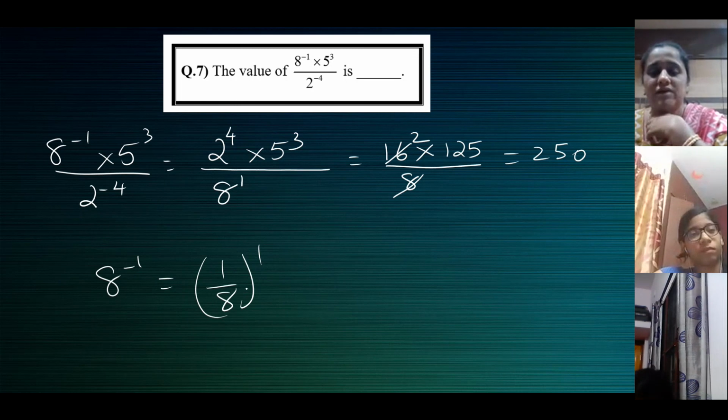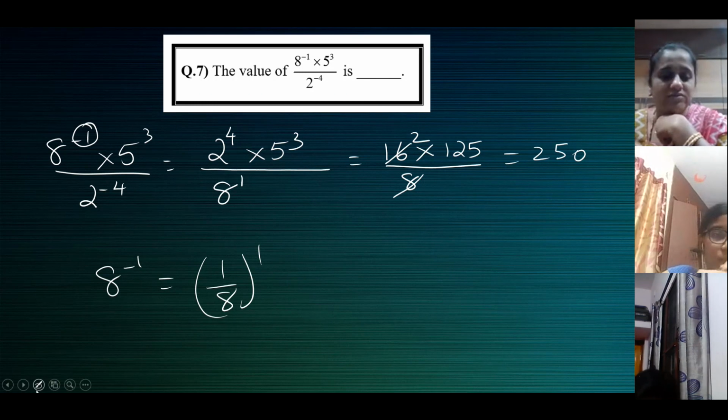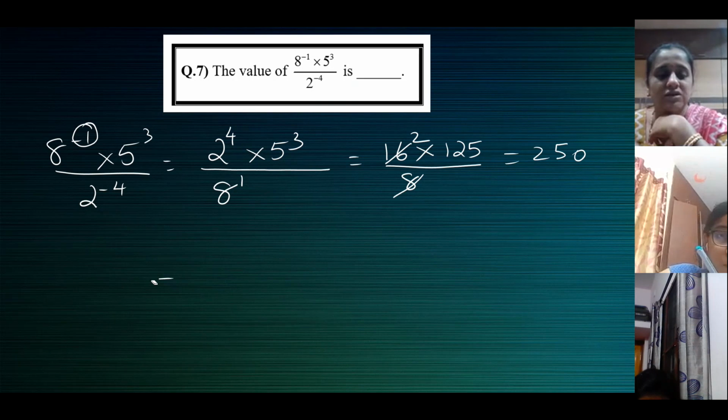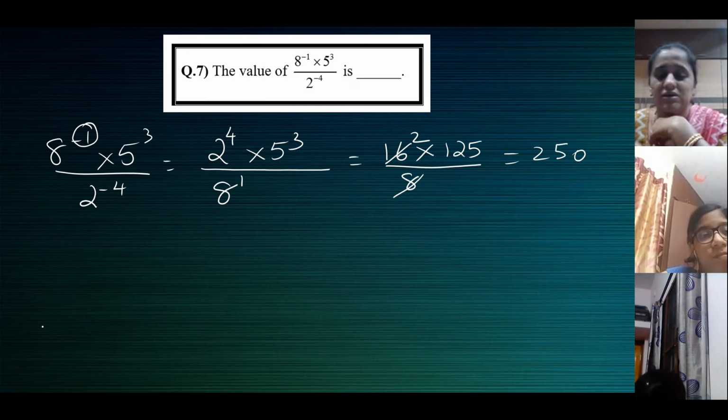I've asked you to remember like this. When the power is negative and you want to make it positive, just change the position. If it's in the numerator, take it down to the denominator. If it's in the denominator, bring it up to the numerator.